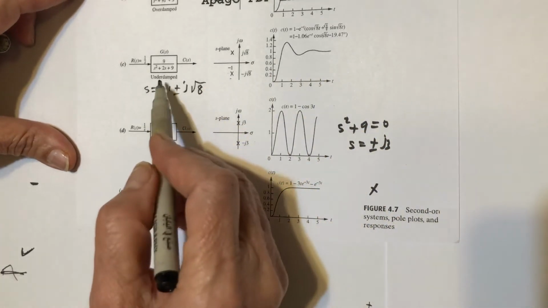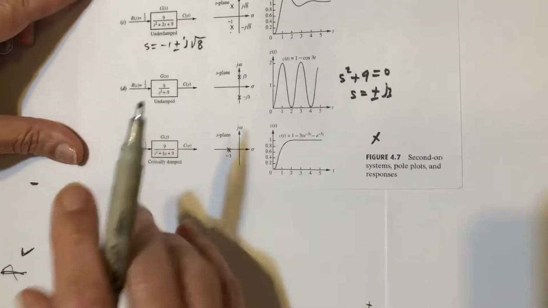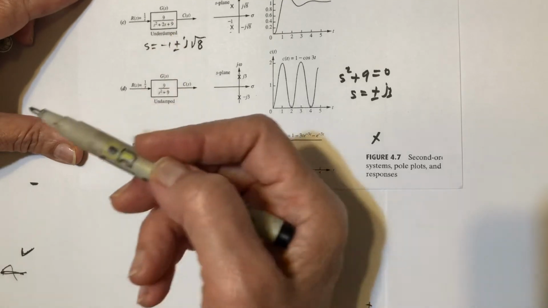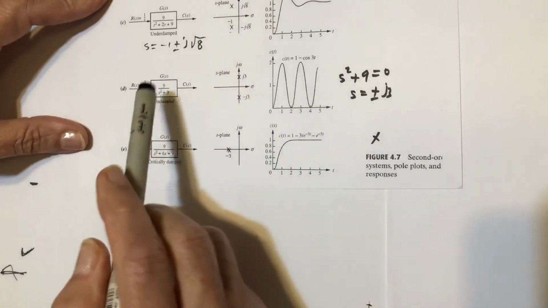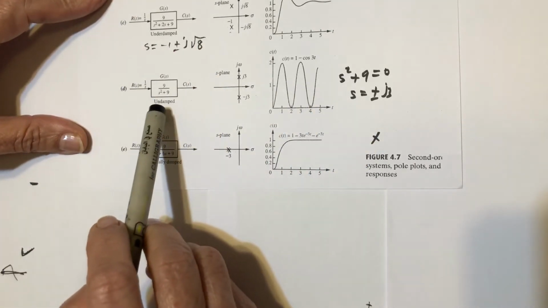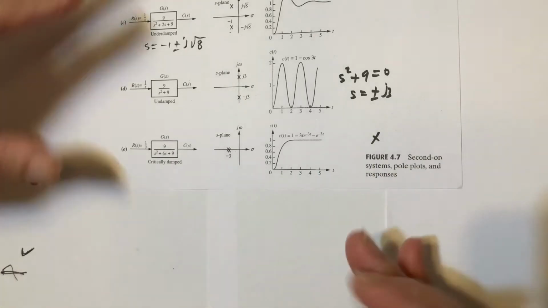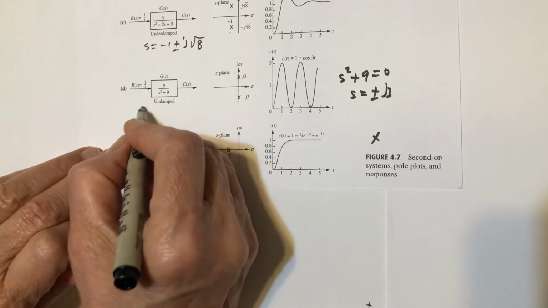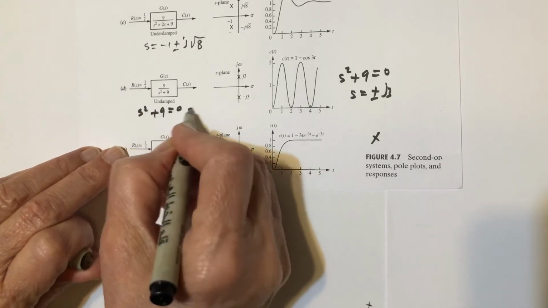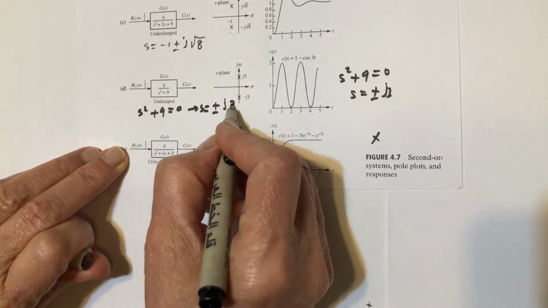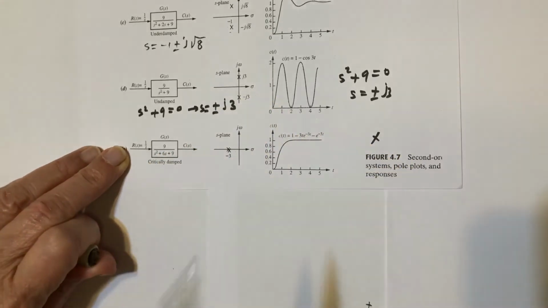Now let's take this one. This one is completely different. Why? Because we took away the 2s. So the A is 0. When the A is 0, this means that we have a system with 9 over s squared plus 9. The roots will be plus minus j3. So we have s squared plus 9 equal to 0, which gives s equal plus minus j3 here on the j omega axis.